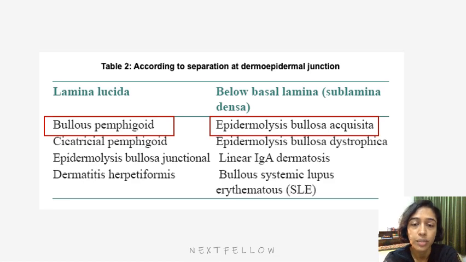Coming lower down to the dermo-epidermal junction, blister can form at the level of lamina lucida or the sublamina densa. So you just need to know the common diseases, that is bullous pemphigoid, which is a subepidermal split, and another rare variant of it is cicatricial pemphigoid or scarring pemphigoid, and epidermolysis bullosa acquisita, which is a subepidermal blister. So a subepidermal blister is always tense, and an intraepidermal blister would usually be flaccid.